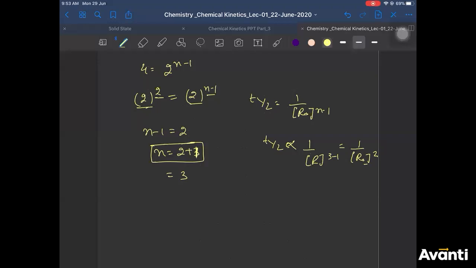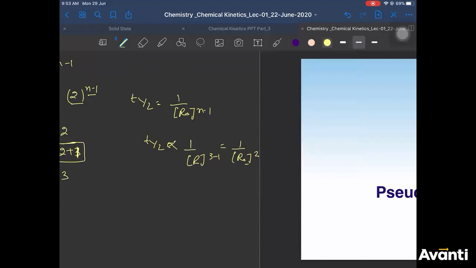Is that clear, Priyadarshini? Can we use log and find? It's up to you. You can take log and find also, but if you're solving it easily by this method, why do you need to use log? If you can solve it by an easy method, why do you need to use log, right?